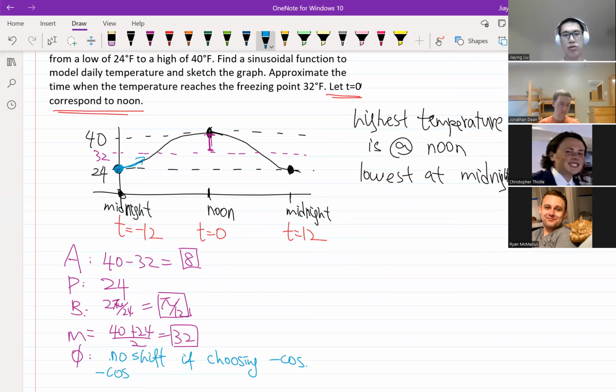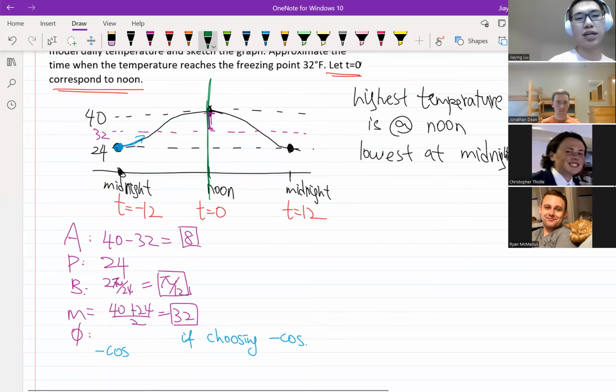If I choose positive cosine, oh, you know what? I made a mistake. I forgot the time equals 0. Why do I put it there? I'm so sorry. I should draw the axis here because that's t equals 0. Let me take back what I said. If I choose negative cosine, that's actually a shift because it's away from t equals 0 to the left by 12 units. You know what? Let's just use negative cosine, whatever.